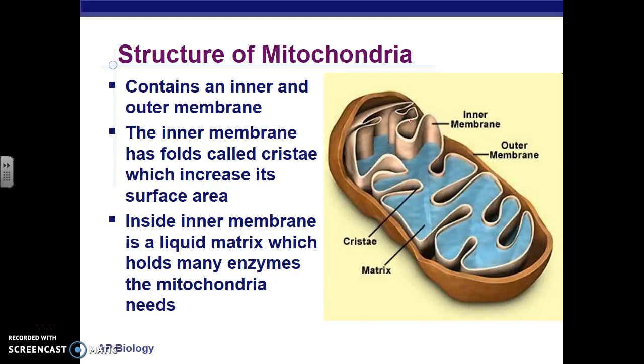The next slide you don't have, but this is what the mitochondria looks like in three dimensions. You can see the cristae, the liquid matrix, the inner membrane, and the outer membrane. It looks like a bean to some extent. Alright, well, that is the end of the lesson.